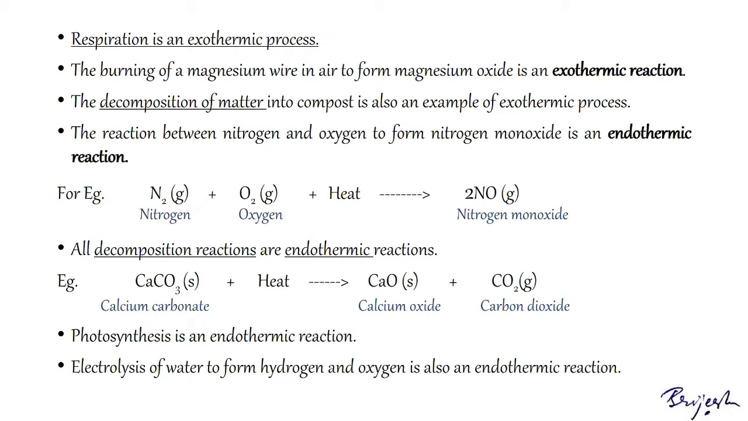Similarly, photosynthesis is an endothermic reaction because sunlight energy is absorbed during the process of photosynthesis by green plants. Now, the electrolysis of water to form hydrogen and oxygen is also an endothermic reaction. This is because electric energy is absorbed during this reaction. So it is clear from this discussion that energy can be given out or absorbed in chemical reactions in the form of heat, light, or electricity.